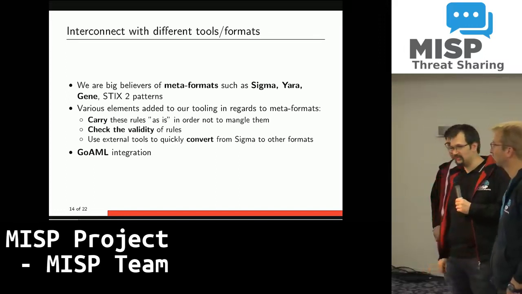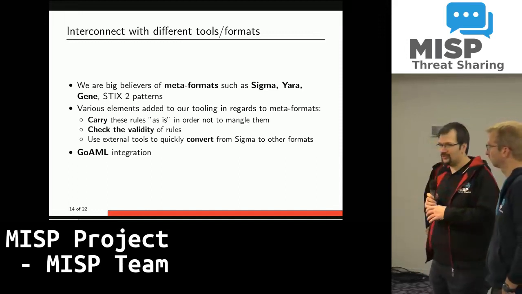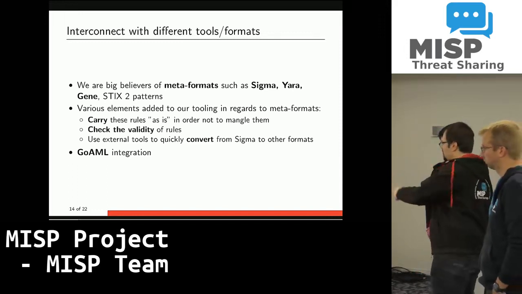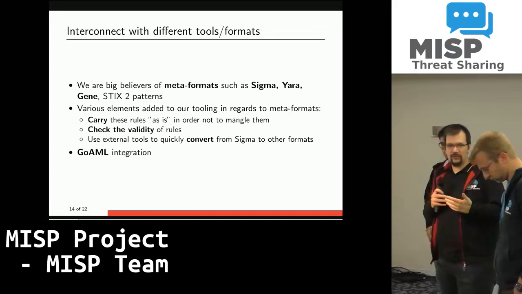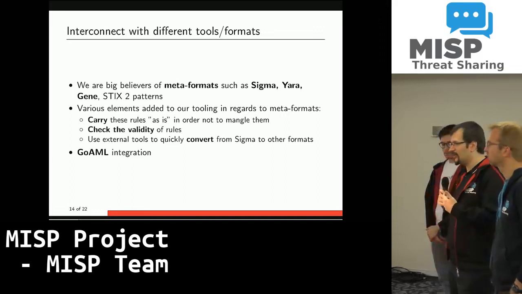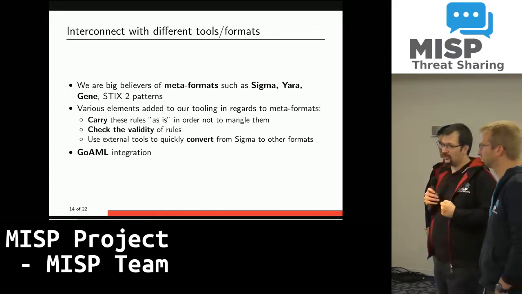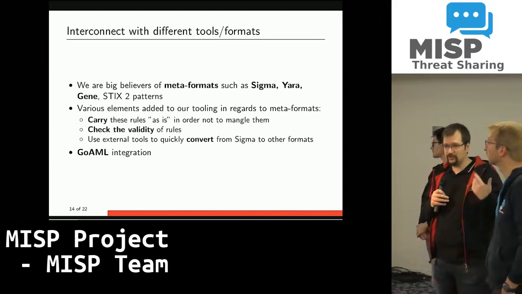So what we do right now is very simple. We carry rules as is. That means if you generate a Sigma rule, we don't try to decompile it and do something with it and then generate something else out of it, because in many cases this will not work. We will never have the accuracy in our own format to be able to describe the compositions that, for example, Sigma, YARA, or STIX patterns for that matter do, and we don't try to do that.